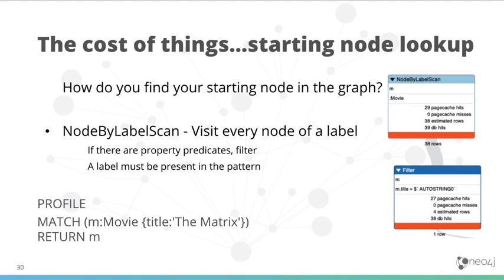Now some things are more expensive than others, and let's start with node lookup as we evaluate these. How do you find your starting node in the graph? In the examples we've seen so far, we've seen this node by label scan. This means we have to visit every node of a label. And if there are property predicates, we need to do some filtering on them. In this case, which of these movies is the matrix? We need to ask all of them. A label must be present in the pattern for this to be able to be used.